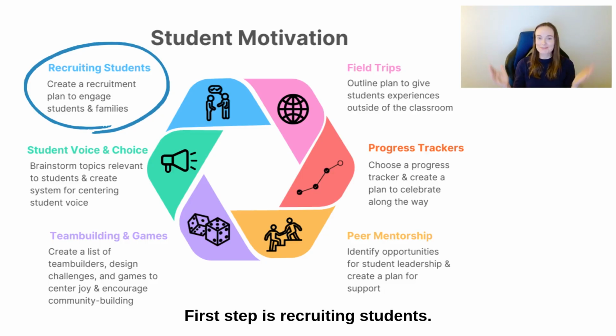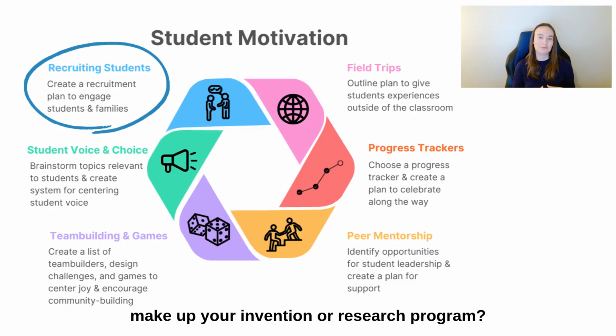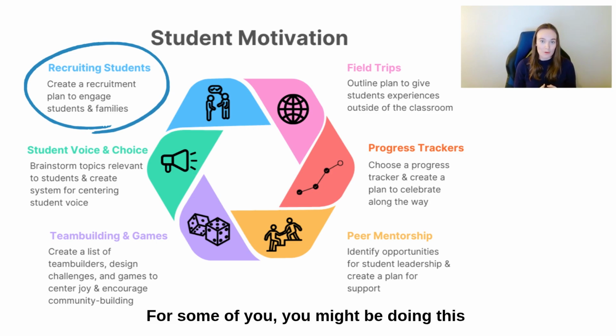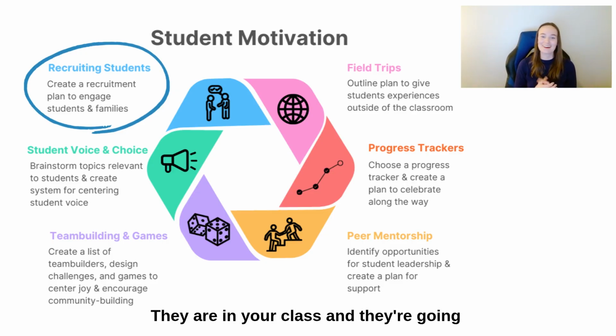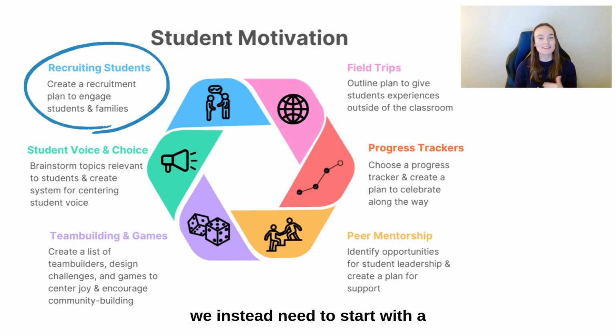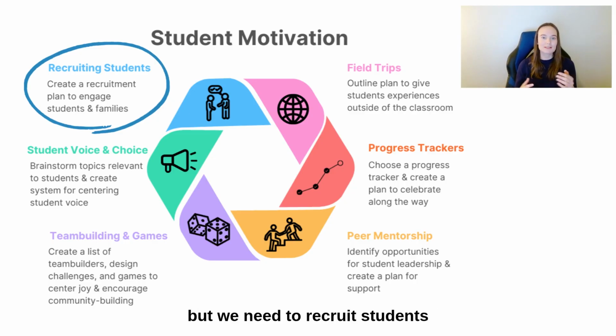First step is recruiting students. So how do you find the students that are going to make up your invention and research program? For some of you, you might be doing this in class, and if that's the case, then you've recruited them already. They are in your class and they're going to be doing it. However, for some of us, we instead need to start with an invention or research club, or maybe we're wanting to start an elective course that students can take, but we need to recruit students in order to encourage them to sign up for our course.